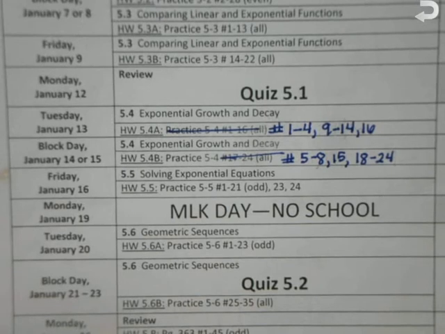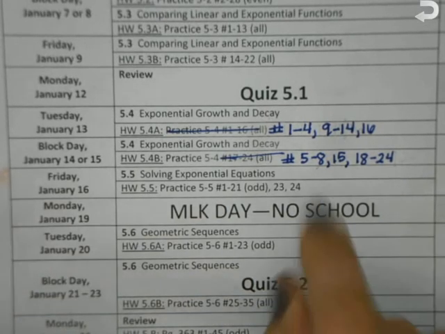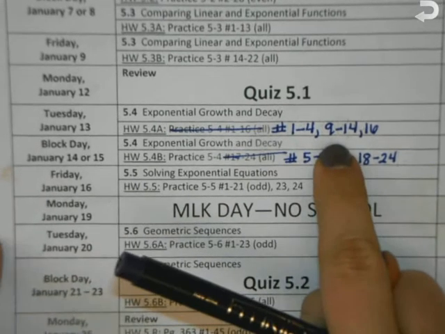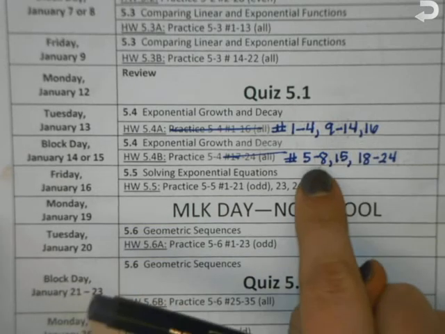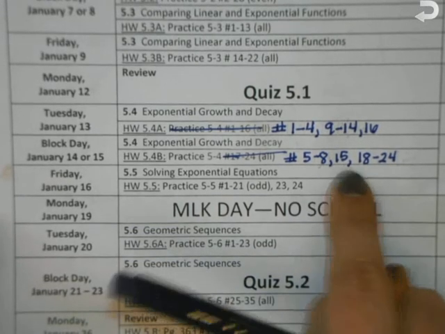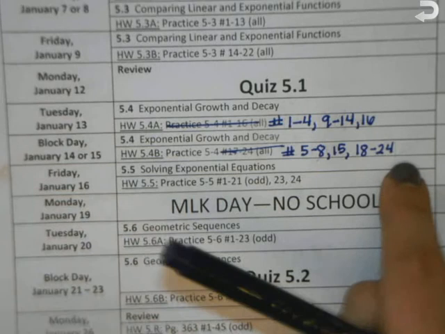So tonight you're doing the 5-4 worksheet, 1 through 4, 9 through 14, and 16. Tomorrow night you're going to do 5 through 8, 15, and 18 through 24. Okay, so we're actually not going to end up doing 17 at all.